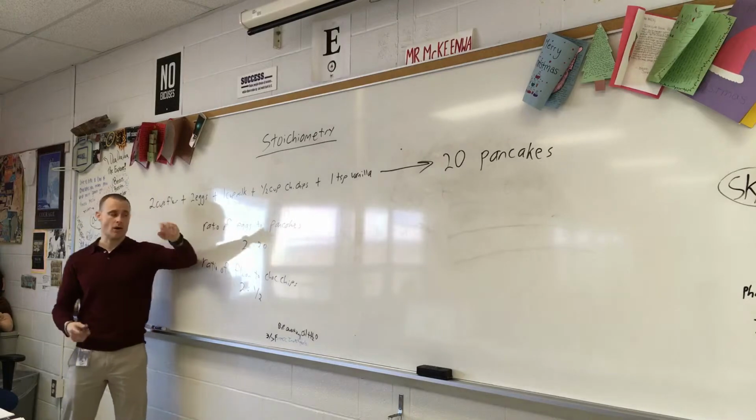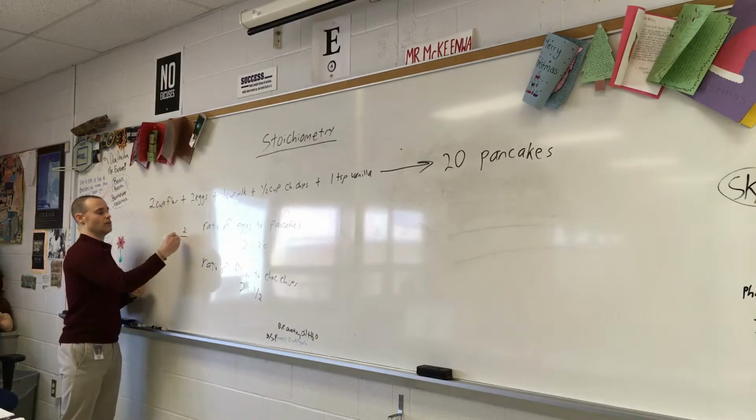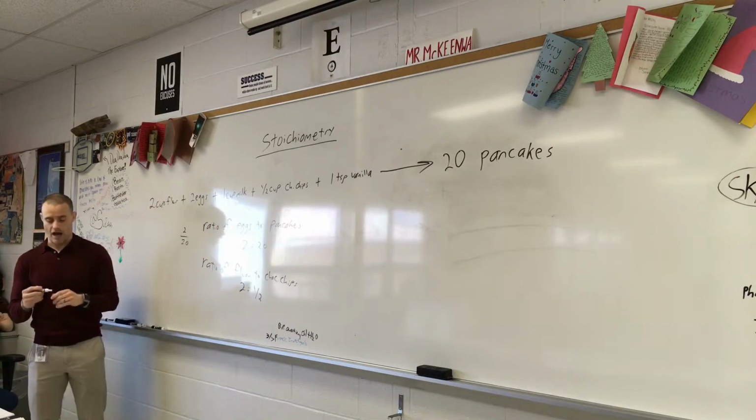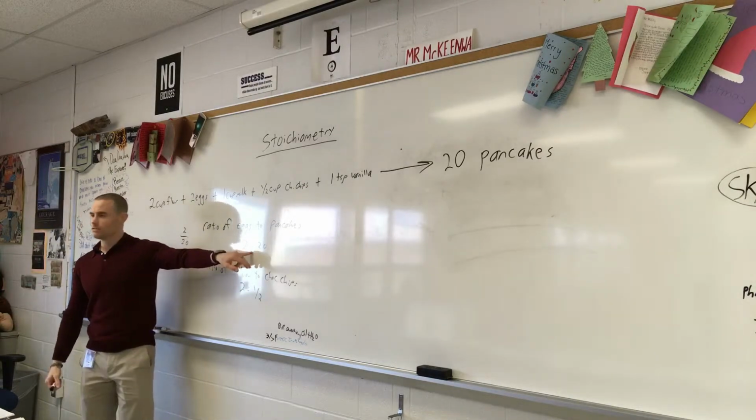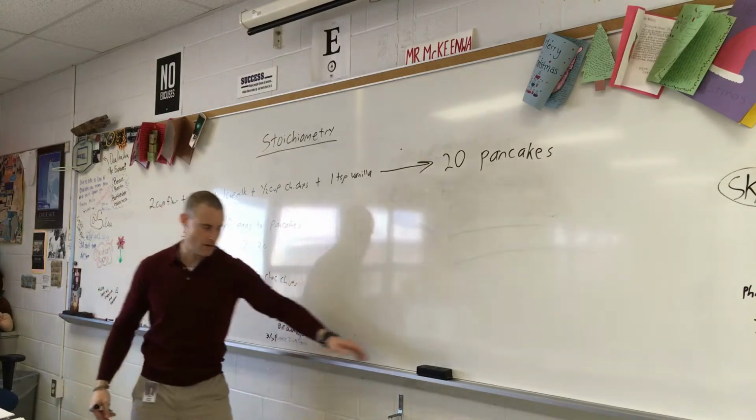Now you can set the ratio up like this too, right? 2 to 20 would be 2 over 20 or 2 over a half. Now can you reduce this to what? 1 to 10, right? Okay, good.